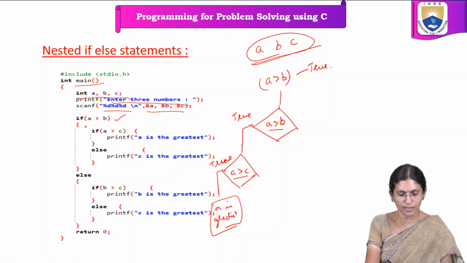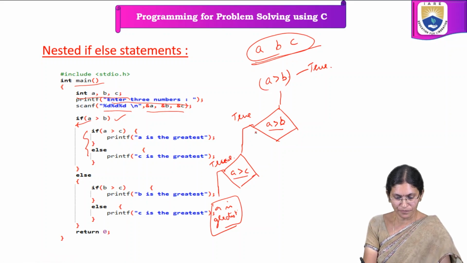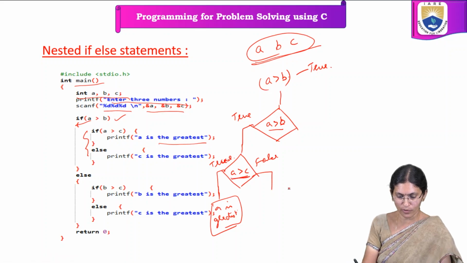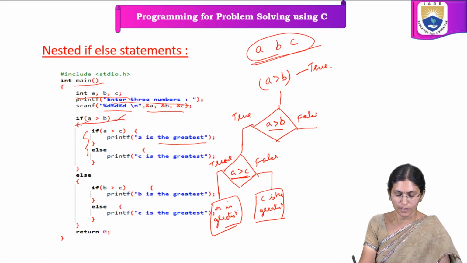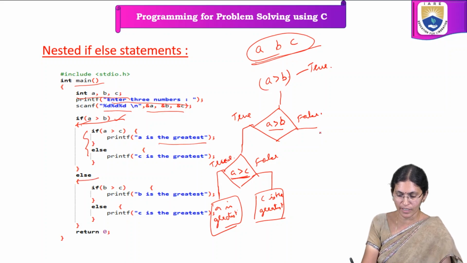Here again, inside the if block, we have mentioned an if else condition. So if else statements we have used here. If A is greater than C, then A is the greatest, if it is true. If the condition evaluates to false, then what is the statement to be printed? C is the greatest. If this condition is false, then it will go to the else block.